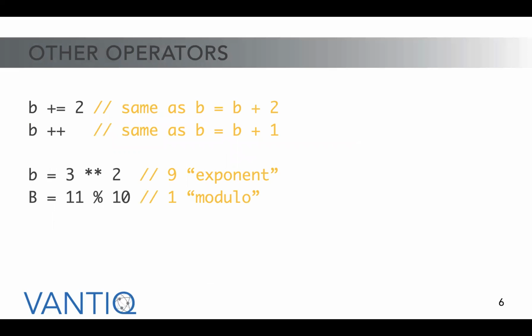The operators are very similar to any other language. Plus equal will sum to the previous number, so it's like b equals b plus 2. B plus plus increments the number. 3 times 2 is like 3 squared. 11 divided by 10, but now you just want what's left, so it's the modulo.